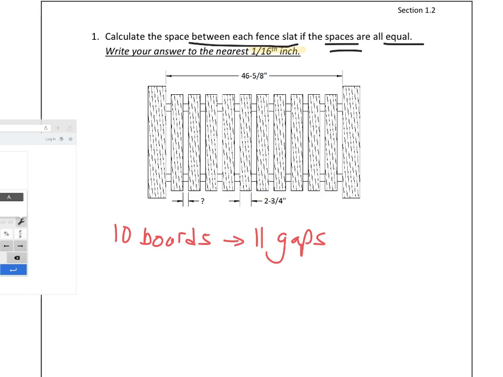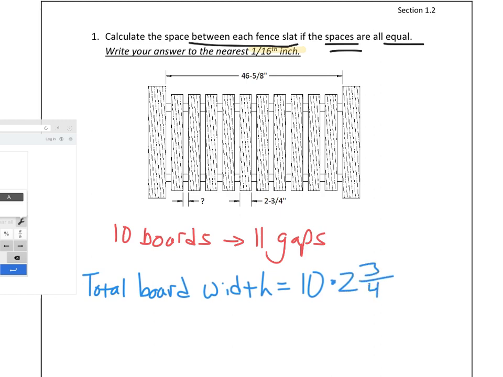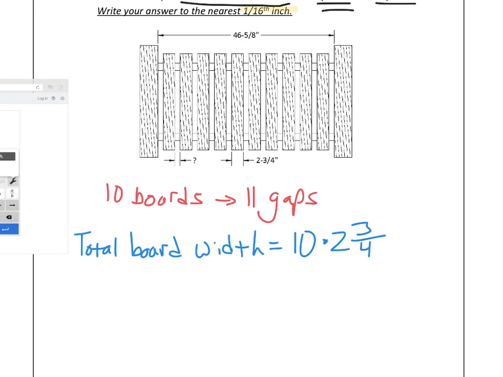So let's start by figuring out the total boards. We've done this before. All right, so it's the total width of all the boards. So we have 10 boards, and so 10 times 2 3/4. Now we've learned how to do this with fractions. So, it's pretty easy with fractions. Okay. Now, let's go ahead and practice that. So we have 10 times the 2, that's 20. And 10 times the 3/4 is 30/4. Real handy way to do it.